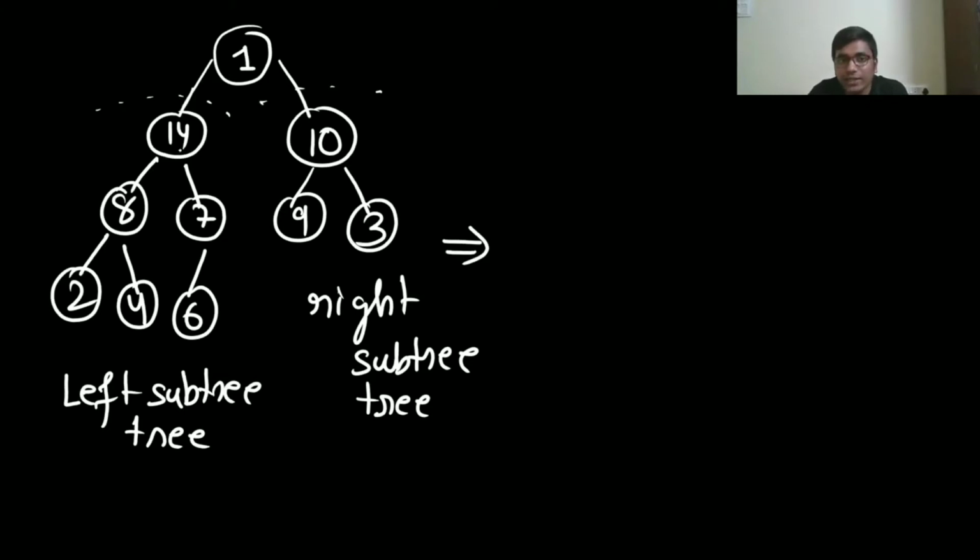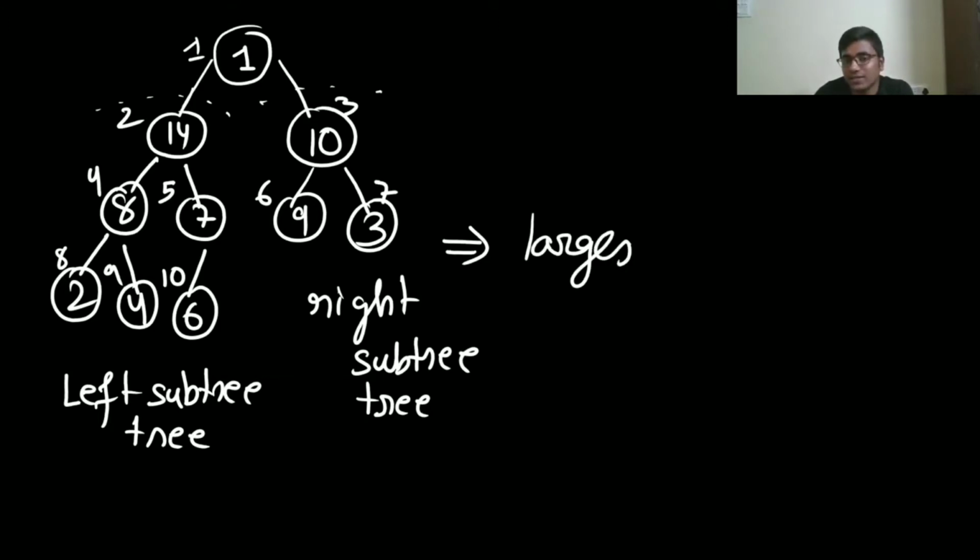Write the indices 1, 2, 3, 4, 5, 6, 7, 8, 9, 10. You know that if the index is starting from 1, the left child index is 2i and the right child index is 2i plus 1. You will check whether the element on the left child is greater than its parent. Yes, it is greater. Then you will use one temporary variable called largest that will have the index of the largest element. I'm not saying it will have the element, it will have the index.